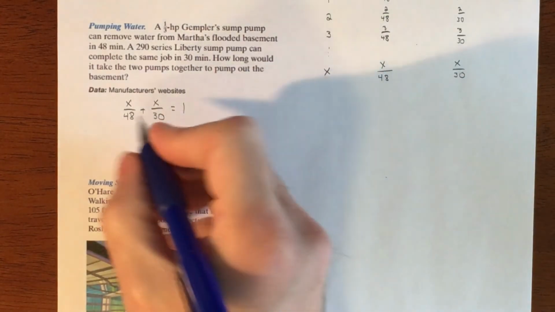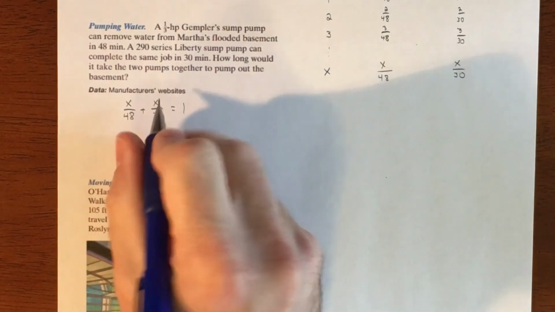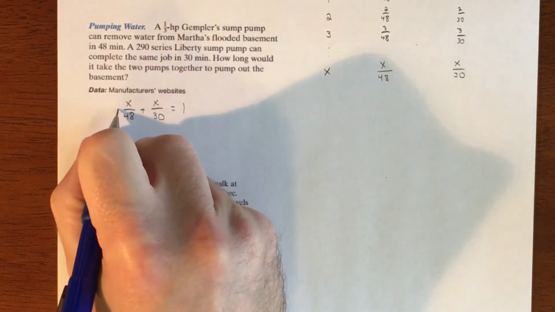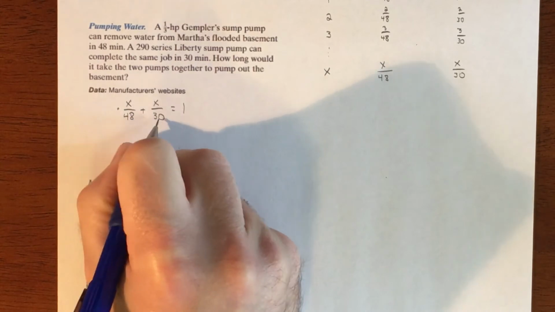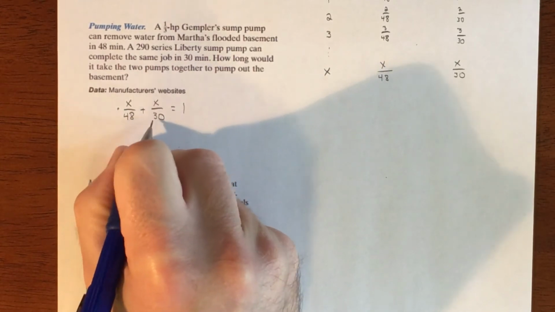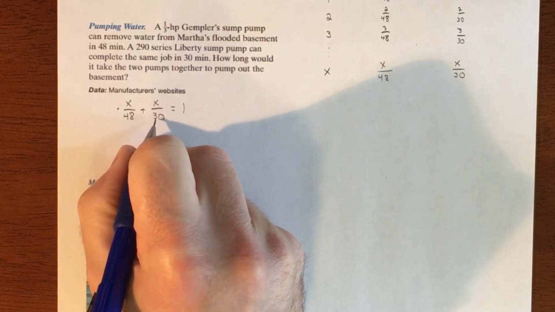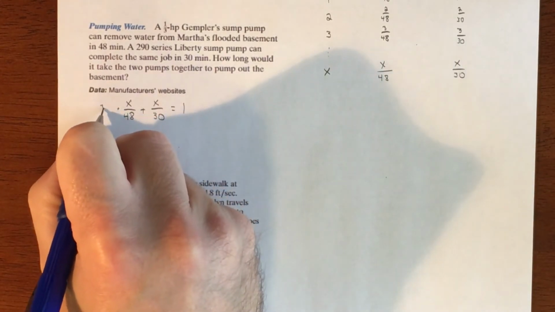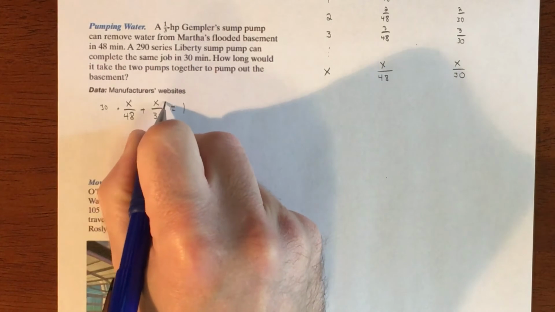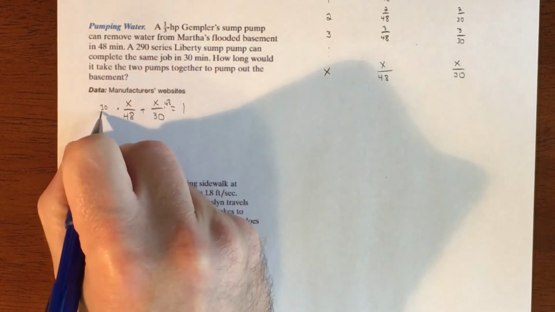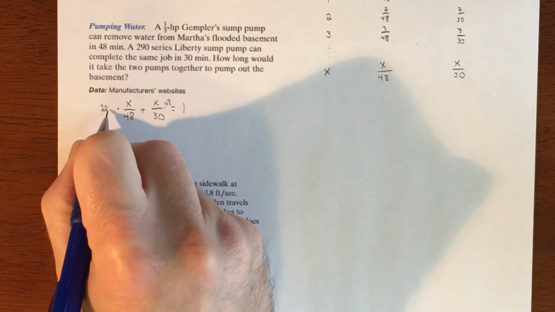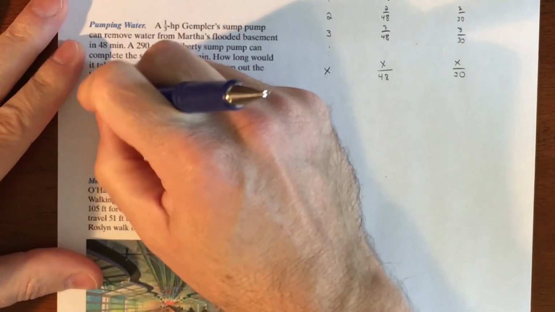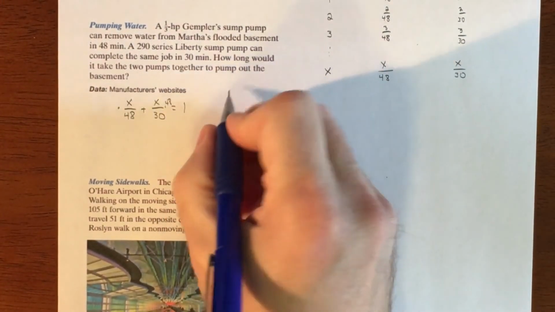So we need common denominators. This one has a 48, this one has a 30. I could really try to find the least common denominator, but most likely this is a calculator problem anyway, so I'm just going to multiply this one by 30. I'm going to multiply this by 48, top and bottom. Actually, let me do this a little bit cleaner.